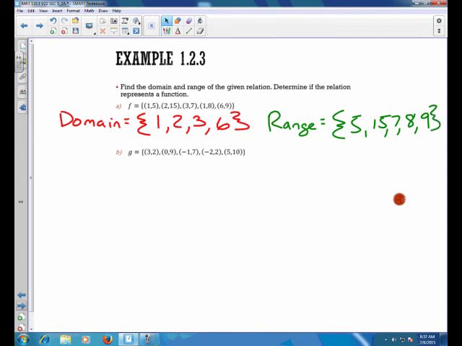Now we want to determine if this represents a function. Well, to determine if it represents a function, we need to see if the same x value gives us different y values. And if we look here, we have the point 1 and 5, and the point 1 and 8. There we have the same x value, 1, giving two different y values. So, for the first relation, this one's not a function.